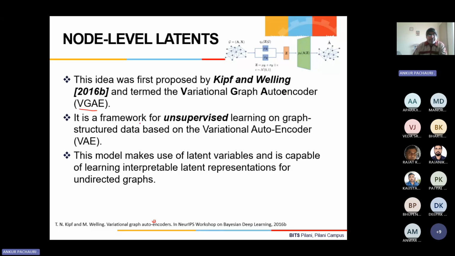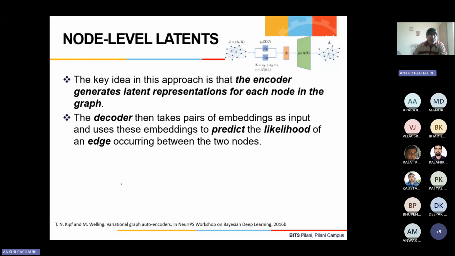Okay, so this framework is for unsupervised learning, and this model makes use of latent variables and is capable of learning interpretable latent representations for the undirected graph. How do they do it? The key idea in this approach is that the encoder generates the latent representation for each node in the graph, and the decoder takes a pair of embeddings as an input and uses these embeddings to predict whether there should be an edge or not.